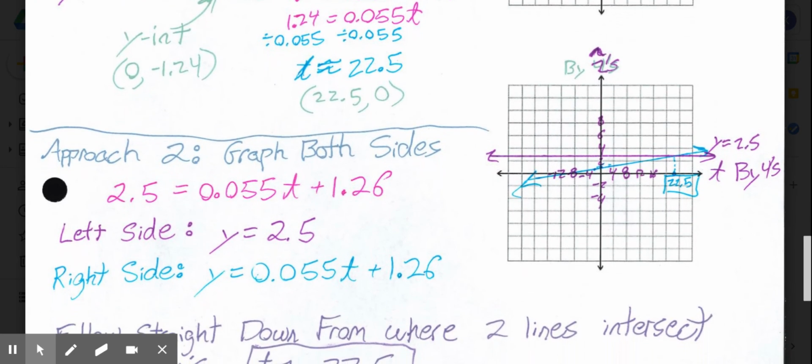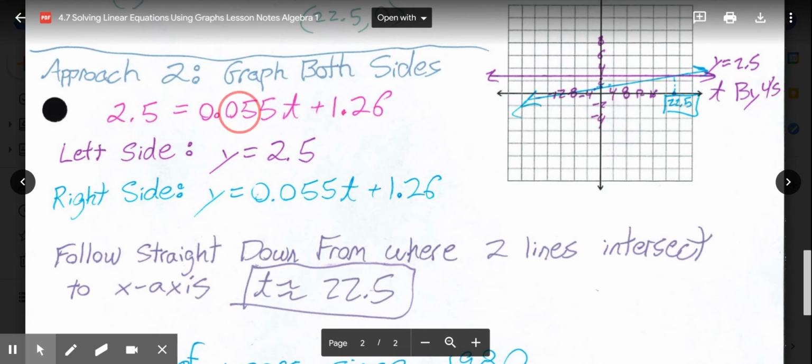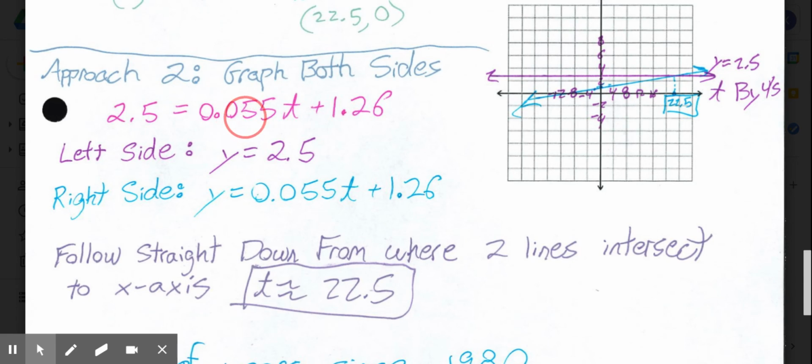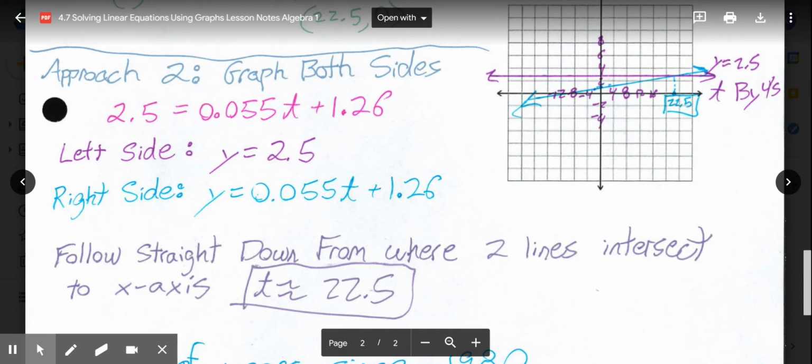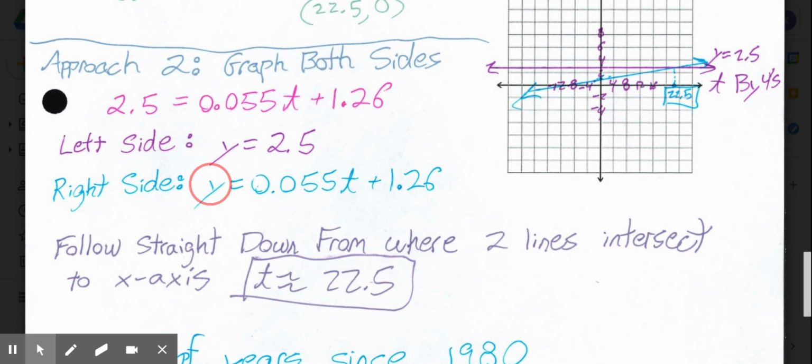The other approach you can use to use the graphing is to solve for both sides by graphing both sides. So if we have 2.5 equals 0.055t plus 1.26. To graph the left-hand side, you just set it equal to y. So y would equal 2.5, meaning a horizontal line at 2.5. Then to graph the right-hand side, y equals, and here's our equation. So the y-intercept would be up 1.26, and here would be our slope.